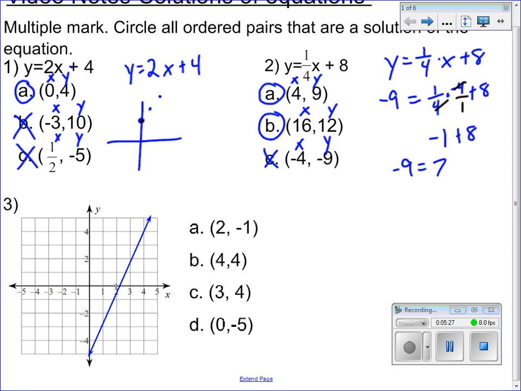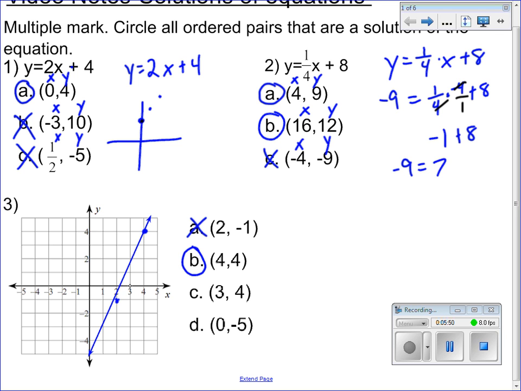So we're going to go over to, oh, excuse me, it's negative 1. We're going to go down to negative 1. As you can see, it's really close to the line, but it just misses, so A is not an option. 4, 4. We're going to go over 4, up 4. As you can see, that does intersect with the line, so B is a solution to this equation.